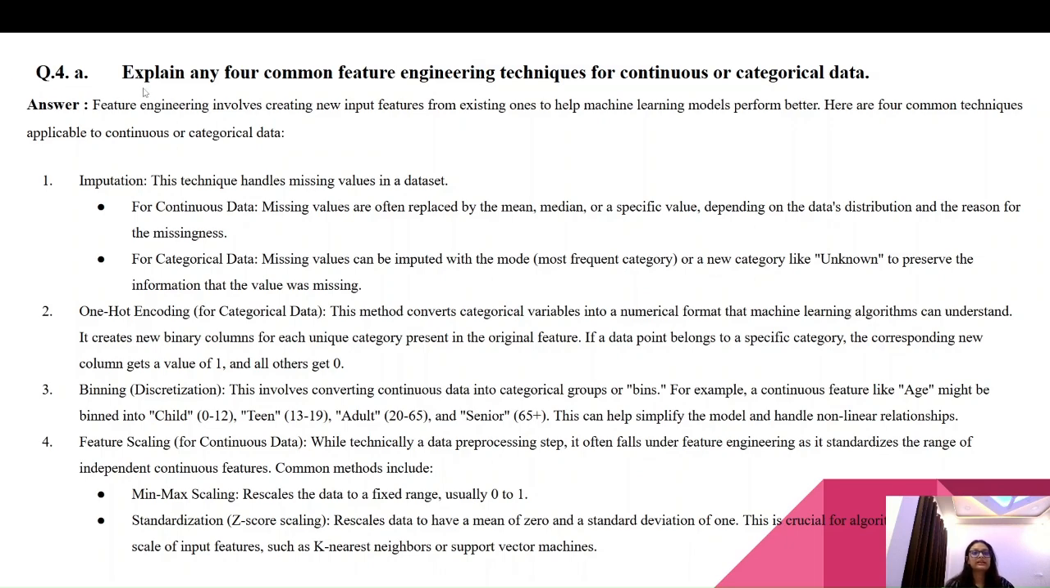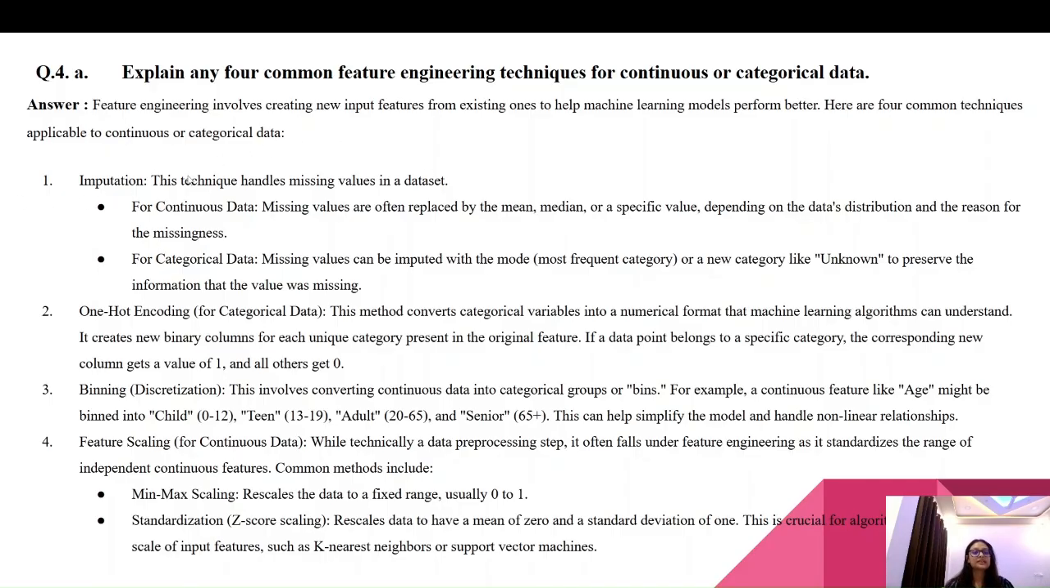Question 4, A part. Explain four common feature engineering techniques for continuous or categorical data. Answer. Feature engineering involves creating new input features from existing ones to help a machine learning model perform better. Here are four common techniques applicable to continuous or categorical data.